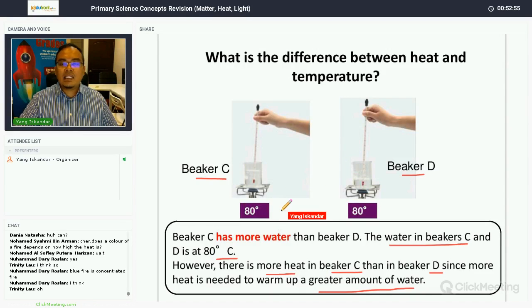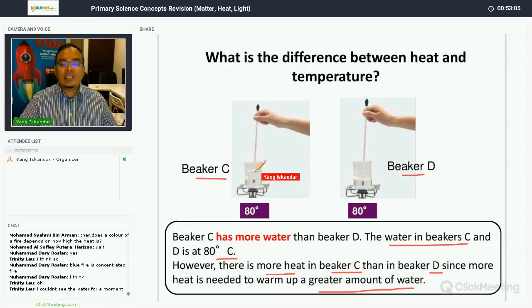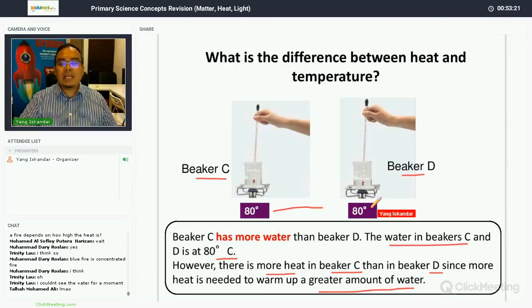Even though in this example the temperature is the same, the amount of heat is different. Why? Because in beaker C there is a greater amount of water compared to beaker D. So even though the temperature is the same, since beaker C has a larger volume of water, you need more heat in beaker C than beaker D, such that both have the same temperature. Understand the difference between heat and temperature?